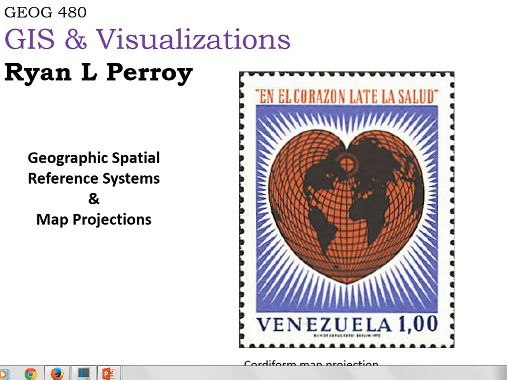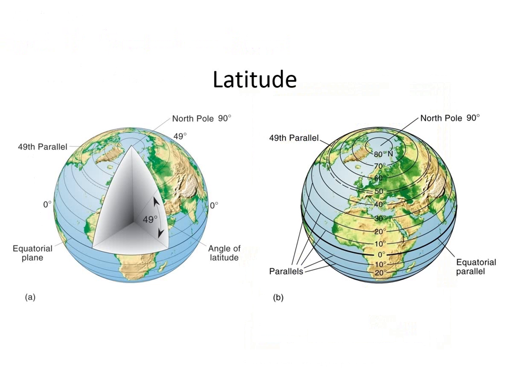So in this video, I'd like to talk a little bit about geographic spatial reference systems, so coordinate systems, and then map projections. And this title slide I like very much. This is called the cordiform map projection, and it's a way of presenting and representing spatial data covering the globe in a way that looks like a heart. So that's a nice one. This is actually a stamp from Venezuela that I found.